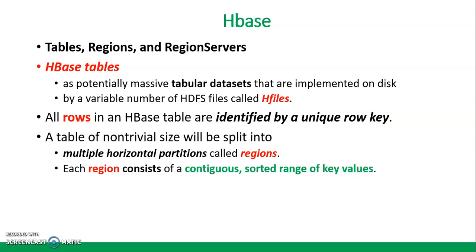HBase tables are potentially massive tabular datasets that are implemented on disk by a variable number of HDFS files called HFiles. All rows in an HBase table are identified by a unique row key. A table of non-trivial size will be split into multiple horizontal partitions called regions. Each region consists of a contiguous sorted range of key values.